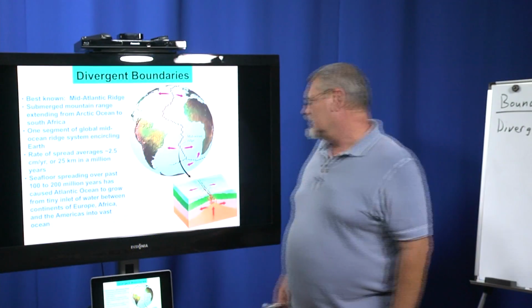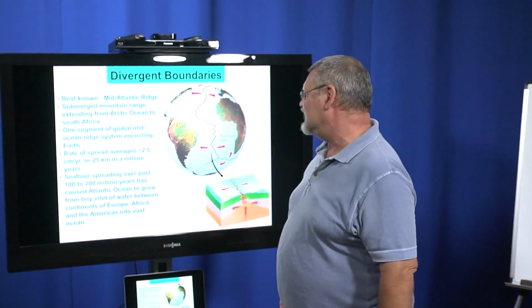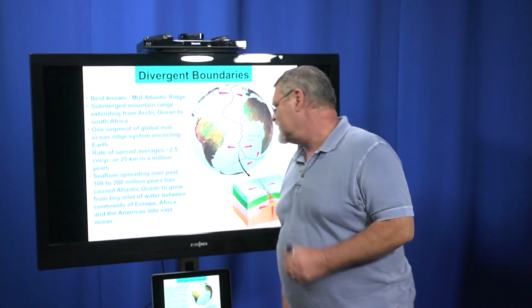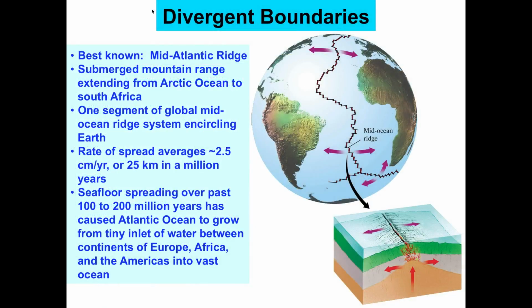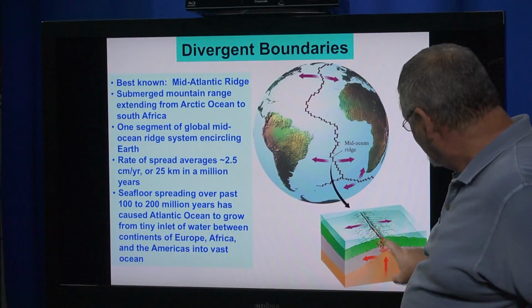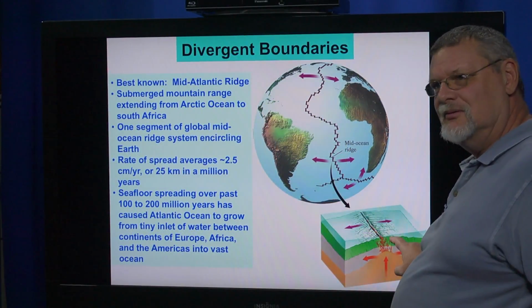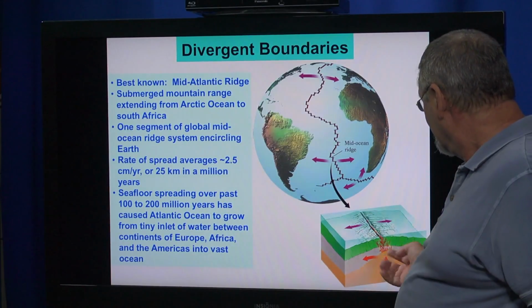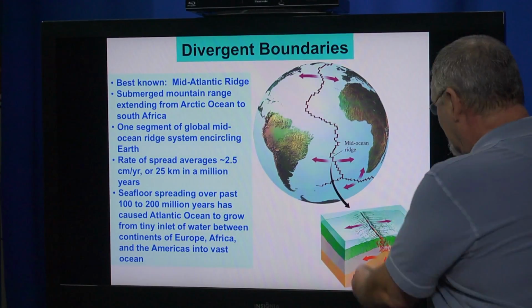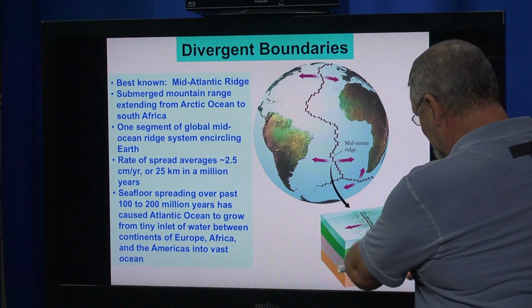The seafloor spreading over the past 100 to 200 million years has caused the Atlantic Ocean to grow from a tiny inlet to this giant ocean between the continents. You can see the material coming up. As it comes up here, this heat here weakens the lithospheric material. It breaks through, and remember, this material is coming up and spreading this way.